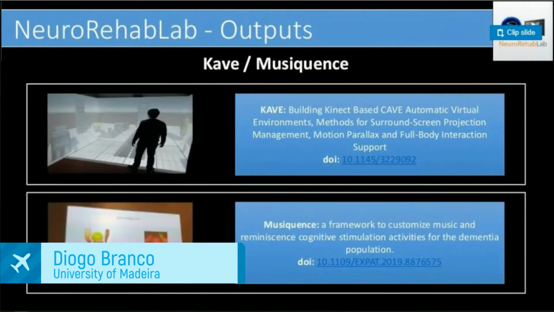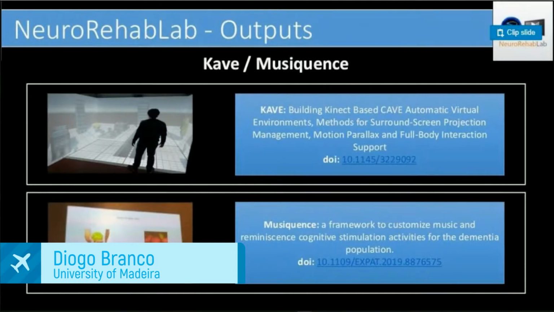So the first image that you see here, it's from a cave that was built in our lab. It's extremely cheap when compared to the other expensive cave systems, yet it can perform at a safe level. If you are using Unity, you can get it for free at the Unity Asset Store. And in fact, all of these apps are available for free at the NeuroRehabLab website. But if you are using Unity, you can go directly to the Asset Store.